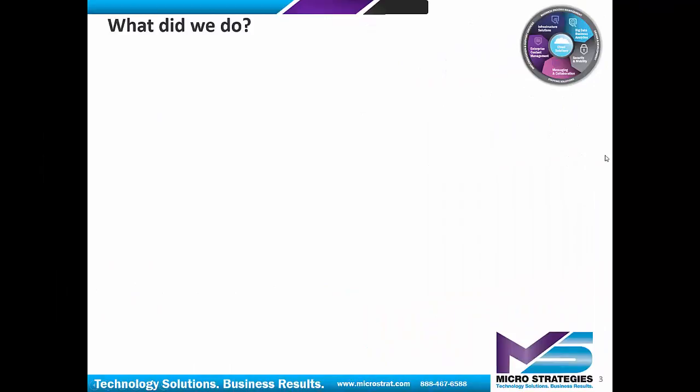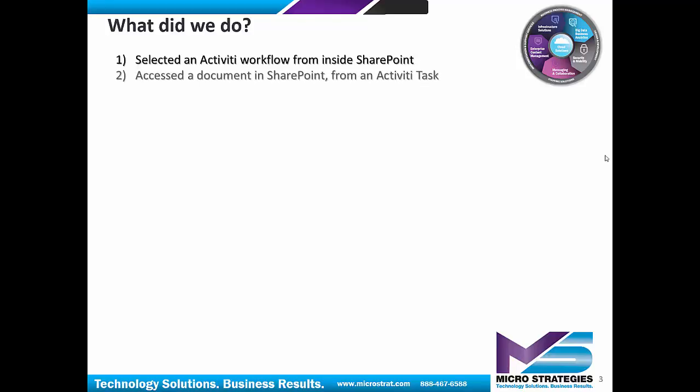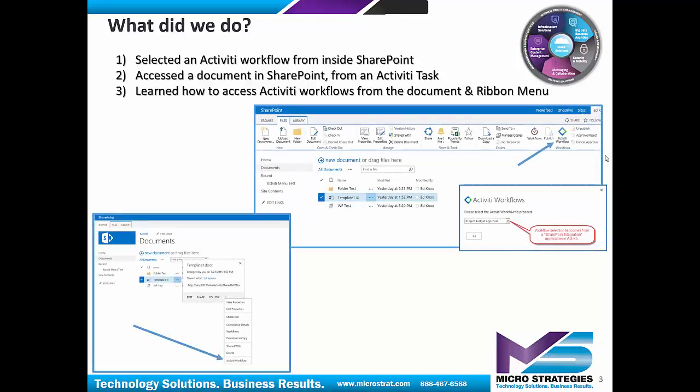So what did we do? Well, we selected an activity workflow from inside the SharePoint interface. We accessed a document that was stored in SharePoint from Activiti and was able to edit that document. We learned how to access activity workflows from not just the document, remember the action list, but also from the ribbon menu across the top. Basically, the idea of accessing activity workflows, or executing, I should say, activity workflows was as easy as 1, selecting the document, 2, selecting the activity workflow, 3, hitting go.